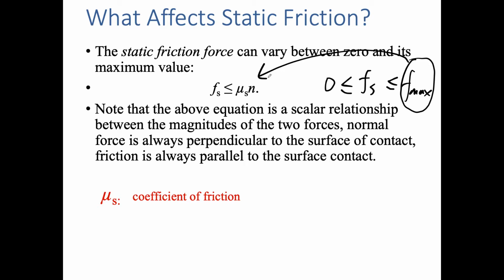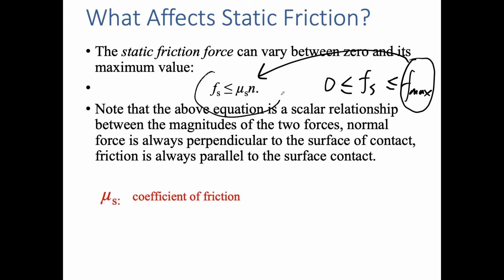Now you can try to do this. If you have a book on the table, you try to pull this book. You probably would be able to pull this book. But if you put a much heavier object on top of the book and then you try to push, you'll find out that the force required to move this book would be much larger. So it's related to the normal force between the two surfaces in contact.